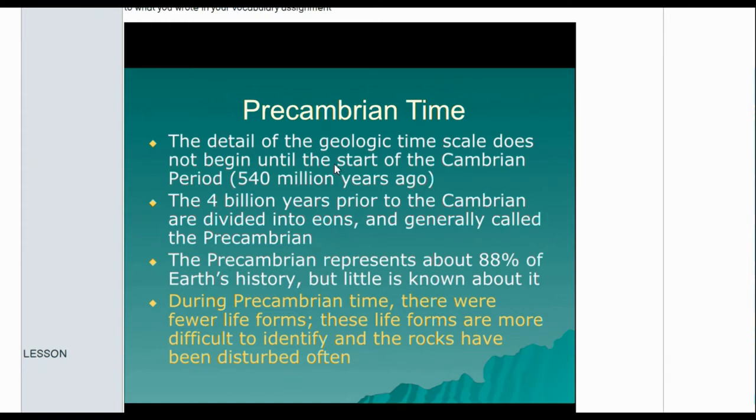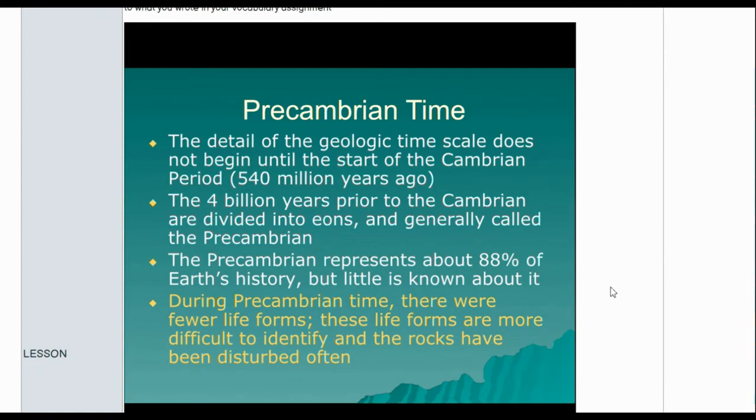So about 4 billion years prior to that is when time began for Earth, and that's when we begin our Pre-Cambrian time. It is also divided into eons, and we're going to talk about each of the eons in Pre-Cambrian time coming up in some focus lessons. But it was all the way up until 540 million years ago, one giant time cluster called Precambrian. It's about 88% of Earth's history.